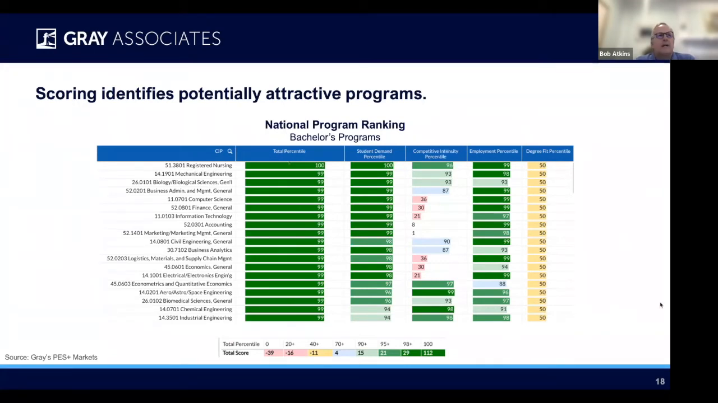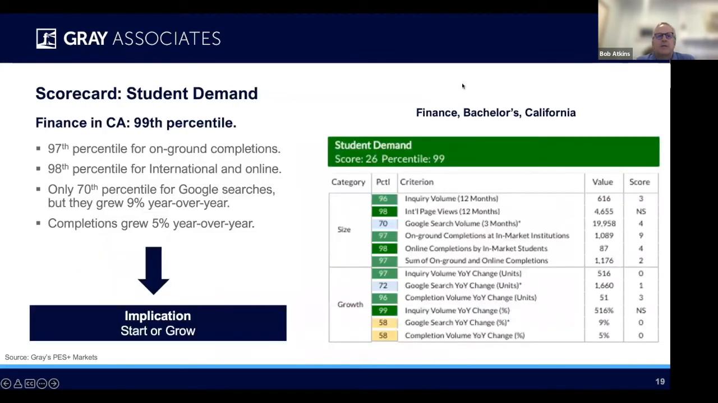Now, that is not enough data on which to base a program decision. So let's begin to look at the individual components of market analysis. We're going to start with student demand, and we're going to use a bachelor's degree in finance as our example here. And now I'm going to work down this chart over on the right. And in this example, we still have inquiries because our database isn't going to shift over to enrollment until later in the month. And we can see at this point, there's 616 inquiries.